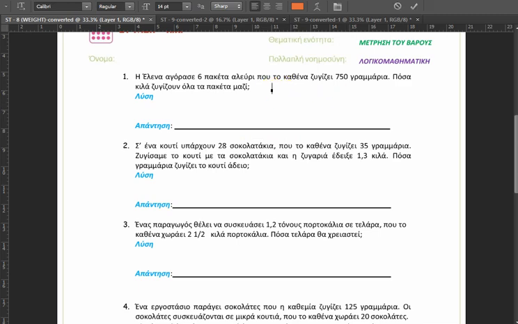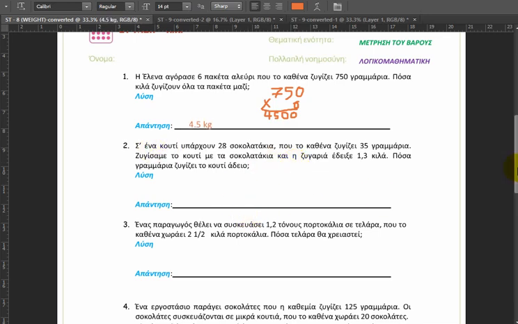Actually, no, I'm going to use the brush. So I'm going to do 750 times 6. And this will give me 4,500 grams, which converted to kilograms would be 4.5 kilograms.